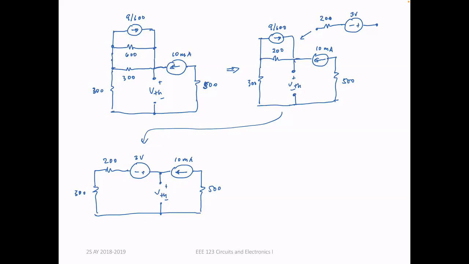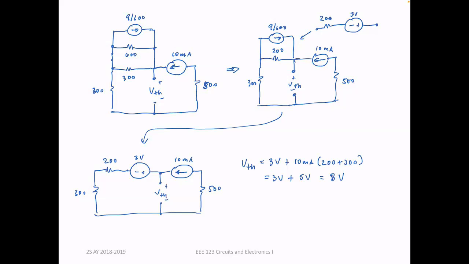Okay. So in effect, what do I have? I have VTH is equal to 3 volts plus 10 mA multiplied by 200 plus 300. So this is 3 volts plus, that's 10 times 0.5, which is equal to 5 volts. 5 volts, 8 volts. VTH is equal to 8 volts.